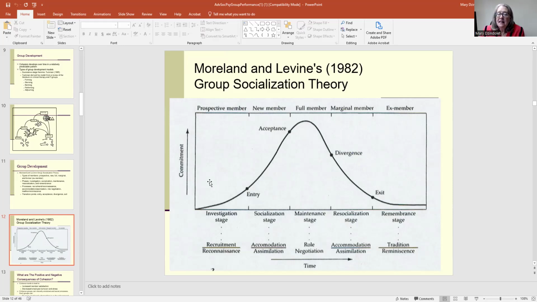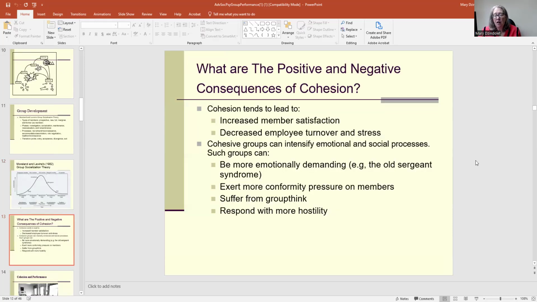And so you can see Moreland and Levine's group socialization theory. Oh, and time is the x-axis. I should have said that a long time ago. This is time over here. I think you can see what intuitive appeal this has. It can be a little complicated with all of the different, what kind of member are you? What's the entry point? What's the stage that you're in, and what is going on at each stage? But as we've gone through the example and you look at it, you can see how it is intuitively appealing. It resonates with a lot of us.